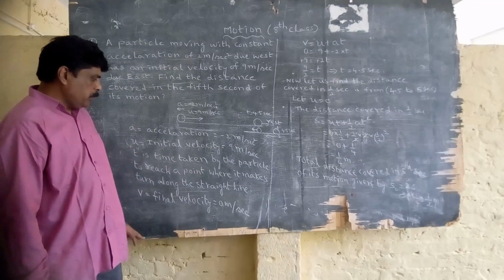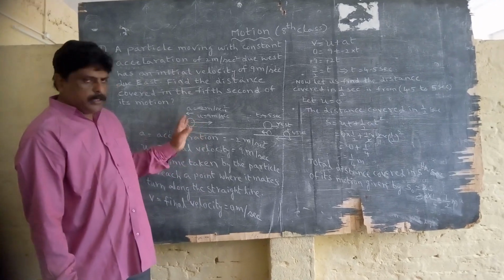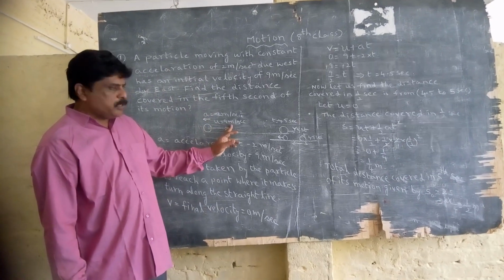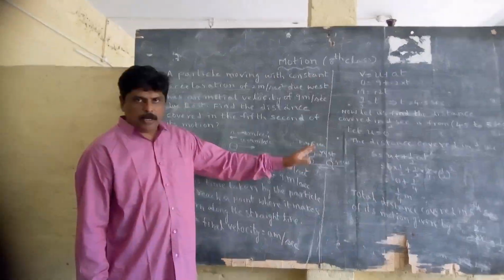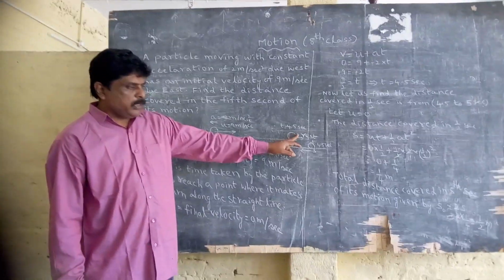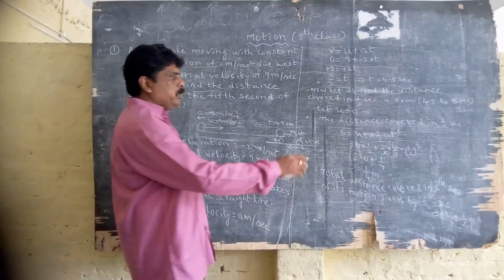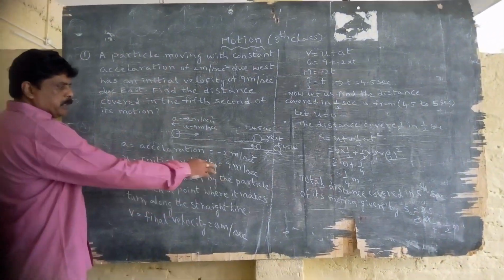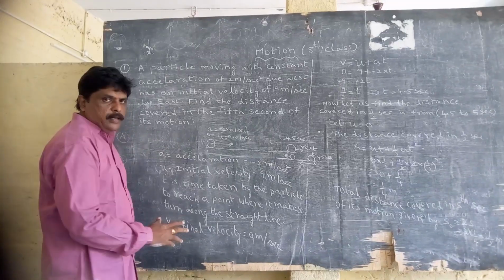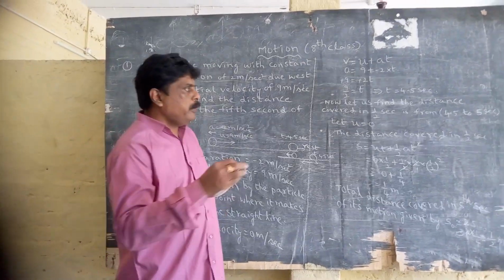Okay. So first of all, the object moves with an initial velocity, and after it comes to rest, the final velocity is 0. So I take u equal to 9 meters per second, a equal to minus 2 meters per second square, and v as 0. So I have to find t.